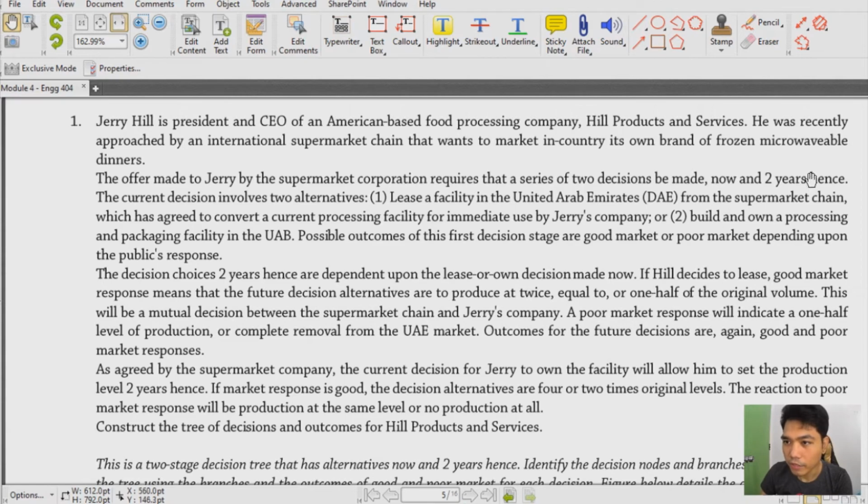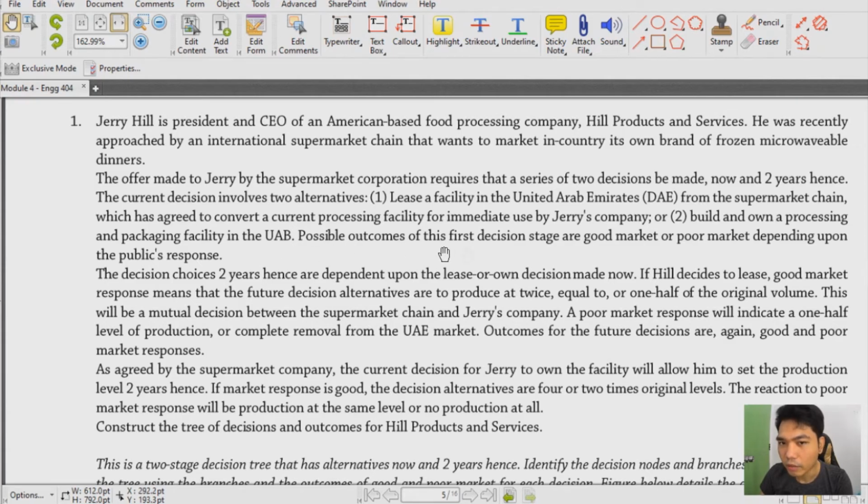So, itong sentence na itong from the supermarket chain which has agreed to convert a current processing blah blah blah. Actually, wala na yung sense sa atin, no? Wala tayong pakialam doon. Kasi importante sa atin yung malaman natin yung mga outcomes natin dito sa decisions na to, no? So, number 2, build and own a processing and packaging facility in the United Arab Emirates. So, that is UAE, hindi yung UAB.